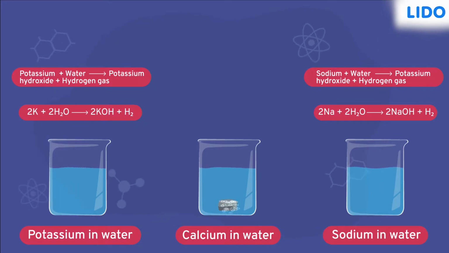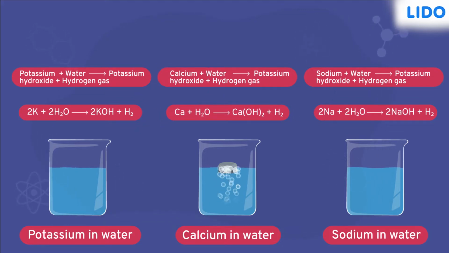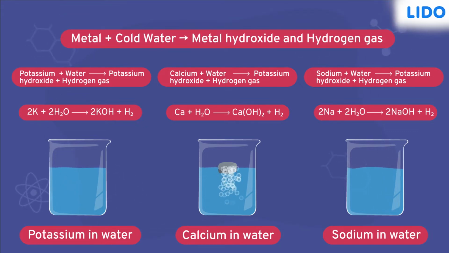Notice the bubbles formed? This is the hydrogen gas being released, and calcium is now floating. Calcium reacts with water to form calcium hydroxide and hydrogen gas. We've seen that metals react with cold water to form metal hydroxide and hydrogen gas. Metal hydroxides have various industrial uses.